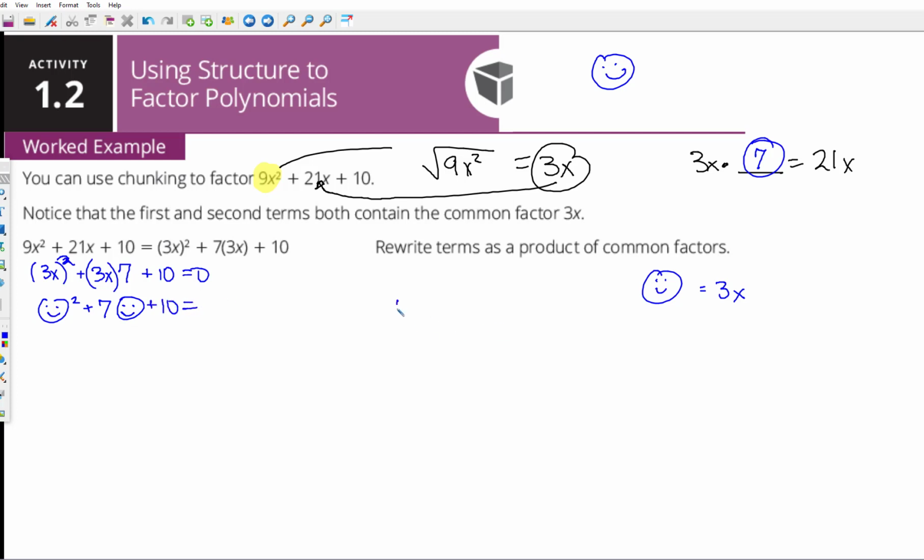So I'm looking to see what multiplies to give me 10, but adds to get me 7. So 2 and 5. So smiley face plus 2 and smiley face plus 5. And so my smiley face is 3x.